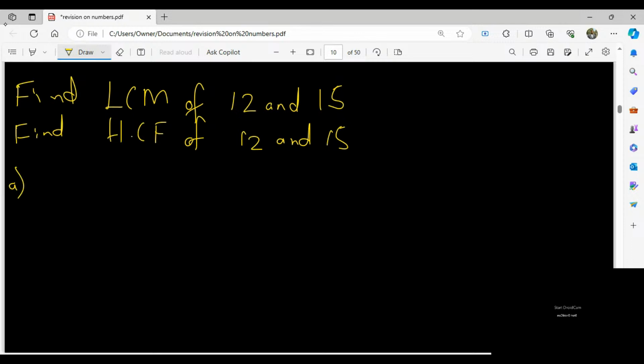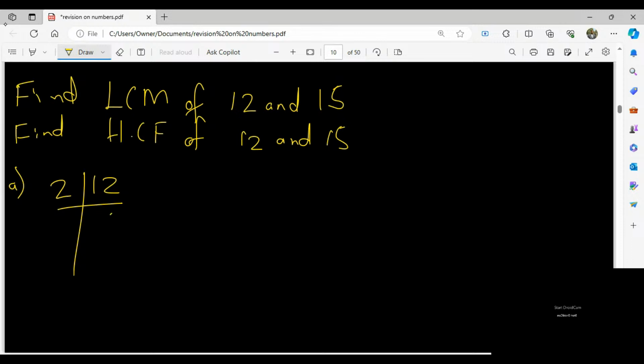So to answer the first one, we need to express these two numbers as products of their prime factors. So 12 as a product of its prime factors can be written like this. We divide by the lowest or the smallest prime number which is a factor of 12.